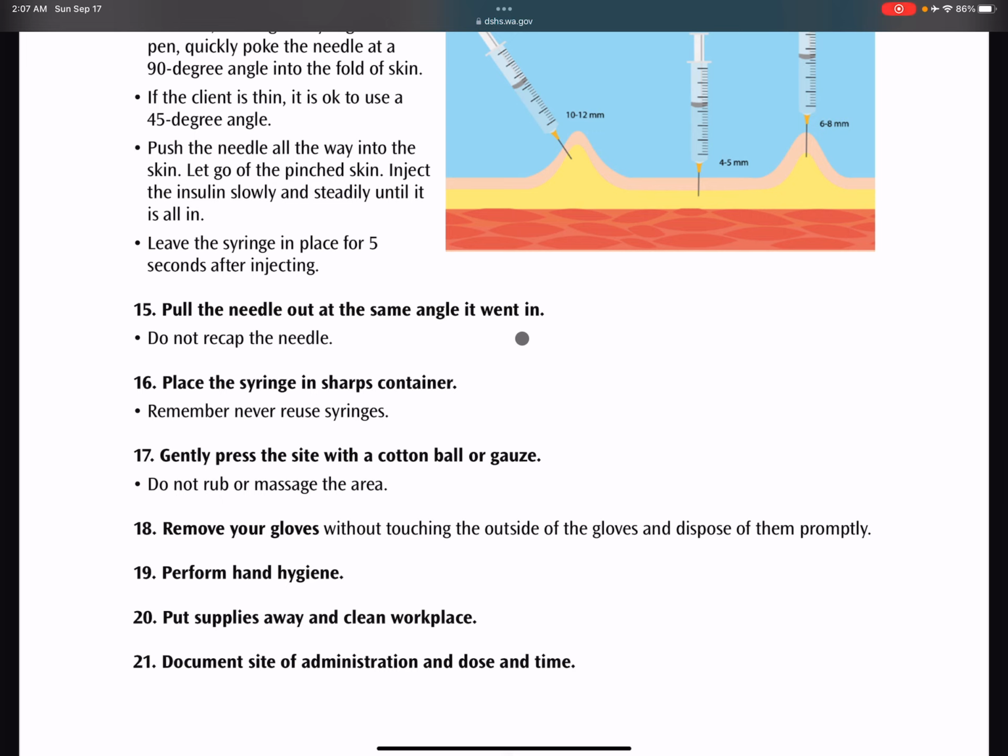Do not recap it. And the 16th step is to place the syringe in a sharps container. Now you're done. Remember, never reuse syringes. And the 17th, gently press the site with a cotton ball or gauze. Do not rub or massage the area.